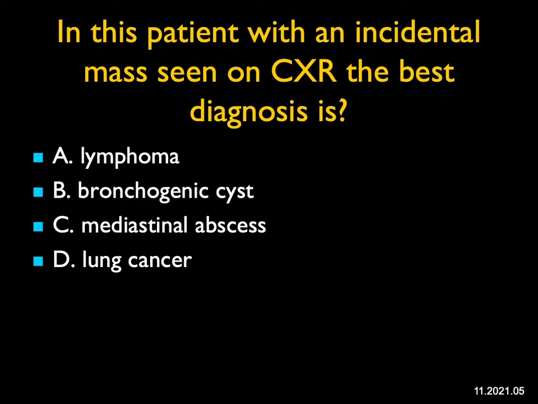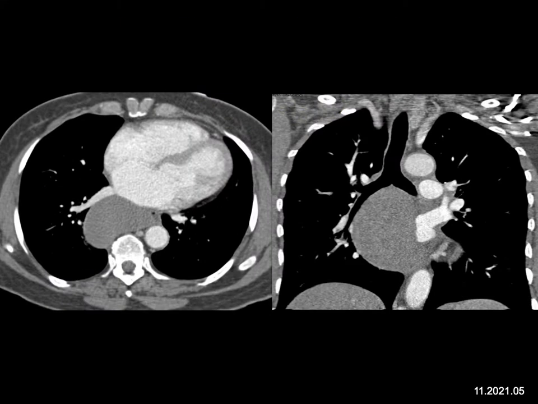In this patient with an incidental mass on chest X-ray, what's the best diagnosis? Well, you see a cystic lesion which pushes up to the carina. You could think about lymphoma, but it's not solid. It's not an abscess, and it's surely not lung cancer. Classic location, subcarinal, you better be thinking about a bronchogenic cyst. I will admit in this case, you could have thought about esophageal duplication cyst. It's a little bit large and it comes up high, but that's a possibility.